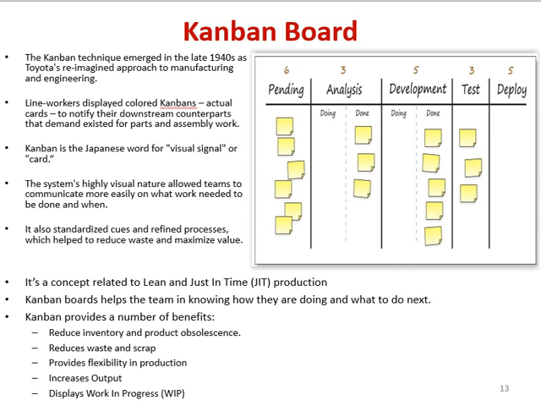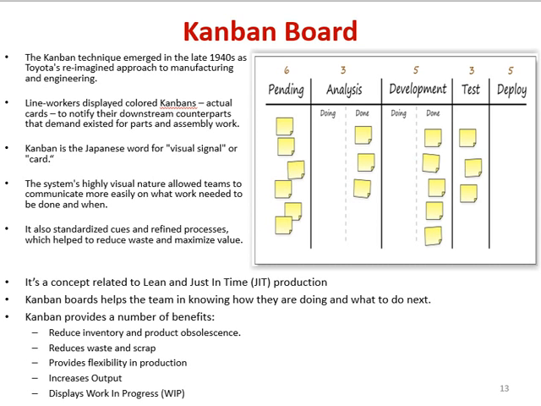The system's highly visual nature allows teams to communicate more easily on what work needs to be done and when. It also standardizes queues and refines processes, which helps to reduce waste and maximize value. If you see a number of user stories piling up in work in progress, you need to inject more players into the team so that you can have a smooth rhythm. It is a concept related to lean, which is ultimately just-in-time production. As I said, Toyota, as a manufacturer, is the originator, the father of the just-in-time production mechanism, from quality.